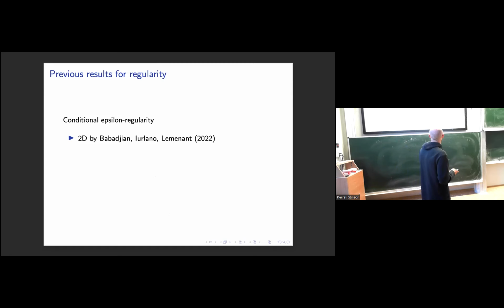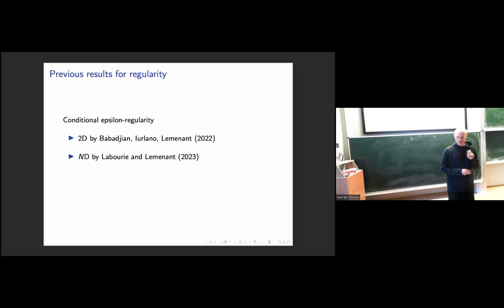Okay, so I want to talk about the epsilon regularity statement. There were a couple of previous results for epsilon regularity for minimizers of the Griffith energy. There was a paper by Babadjian, Iurlano, and Lemenant, and this was just a two-dimensional result. More recently, so these are, I guess, publication dates, the first paper came out in 2019, and the second one in 2020. There was a paper by Lemenant and Labourie, and this was in arbitrary dimensions.